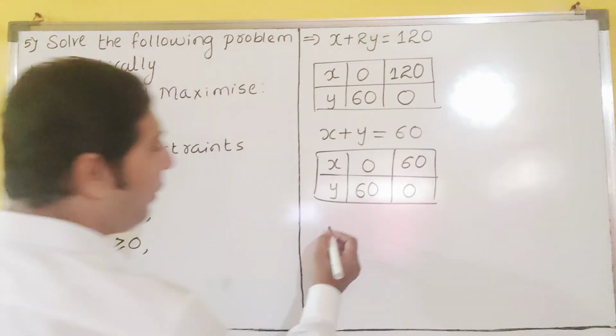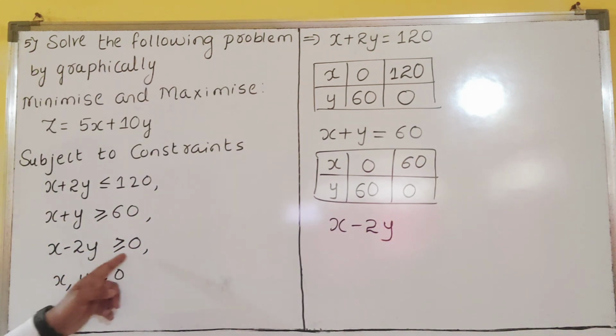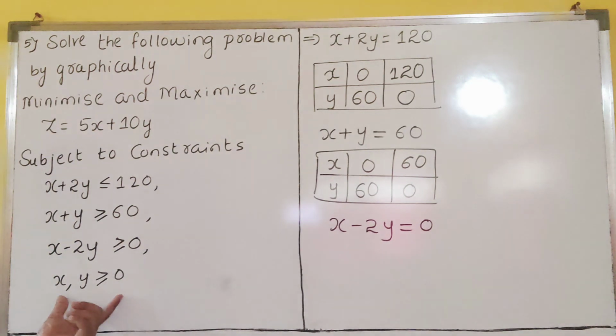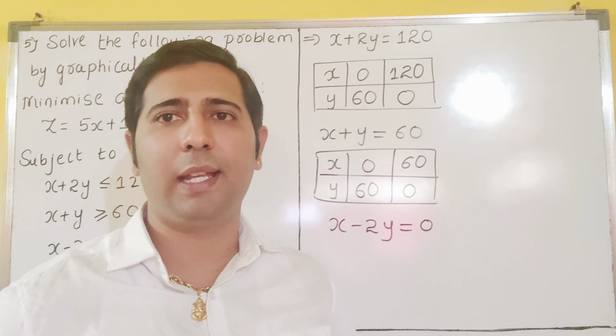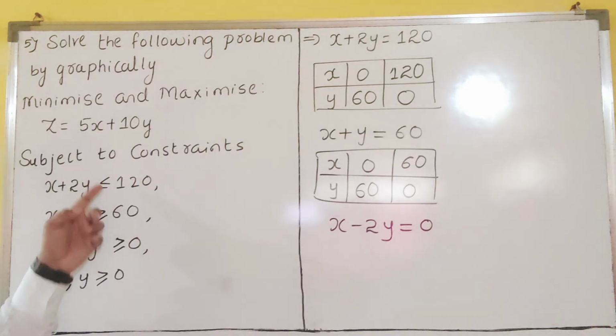So x − 2y, next one more is there. x − 2y is equal to 0. This one you should not use. These are non-negative constraints, dear students. So that means you should not use this one. Only 3 equations you use.